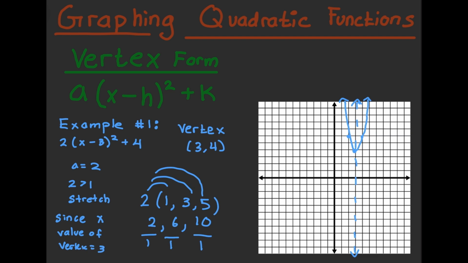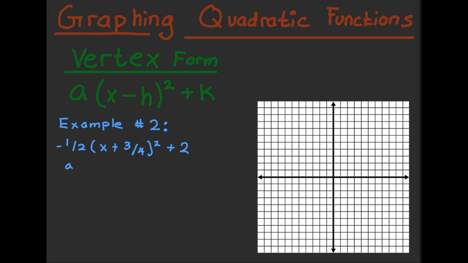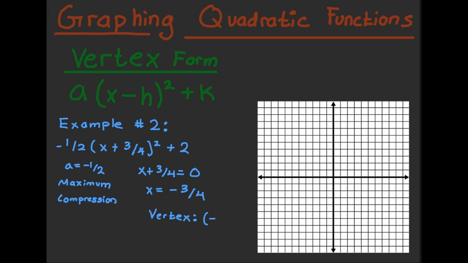It is being written out here that since the x value of the vertex is 3, our AOS equals 3 once again. Our second example is negative 1/2 in parentheses x plus 3/4 squared plus 2. Our a value is negative 1/2. So we know that our graph must be a maximum and a compression. If we set x plus 3/4 equal to 0, we can find our h value, which is negative 3/4. Our k value would be 2, so our vertex in this situation is negative 3/4, 2.